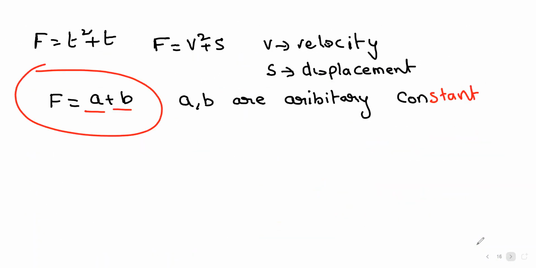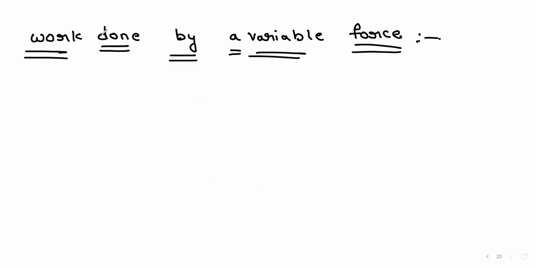So when you have a variable force, you have to write... Now, one minute. So F is equal to 2x. Is it constant or variable? Variable. So you have to use this formula. So what is it? Work done is equal to integral F dot ds, right?